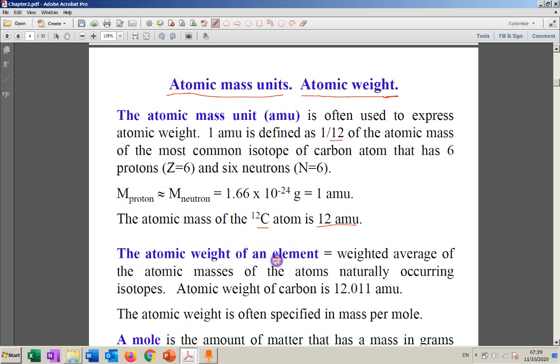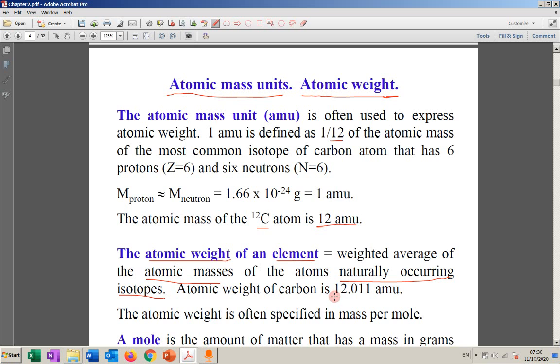Atomic weight of an element is basically a weighted average. It's the average of the atomic masses of naturally occurring isotopes. When we call them naturally occurring, what does it mean? That they are available in nature. Some of them are synthetic, which is man-made, and that's different. We're not going to go for the synthetic ones. From naturally occurring isotopes, we will get the atomic weight of carbon.